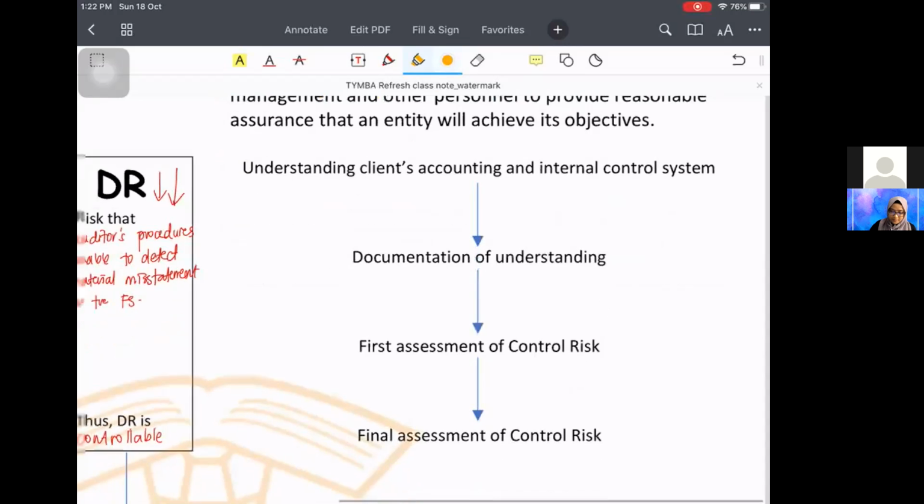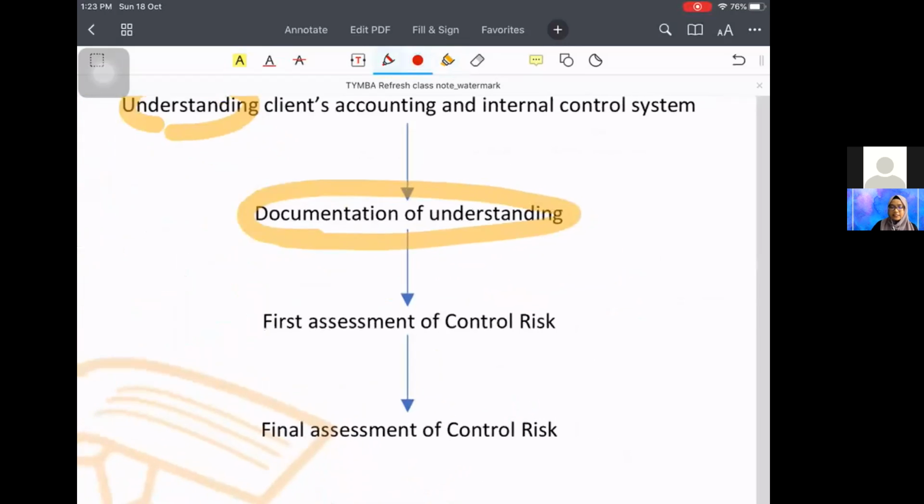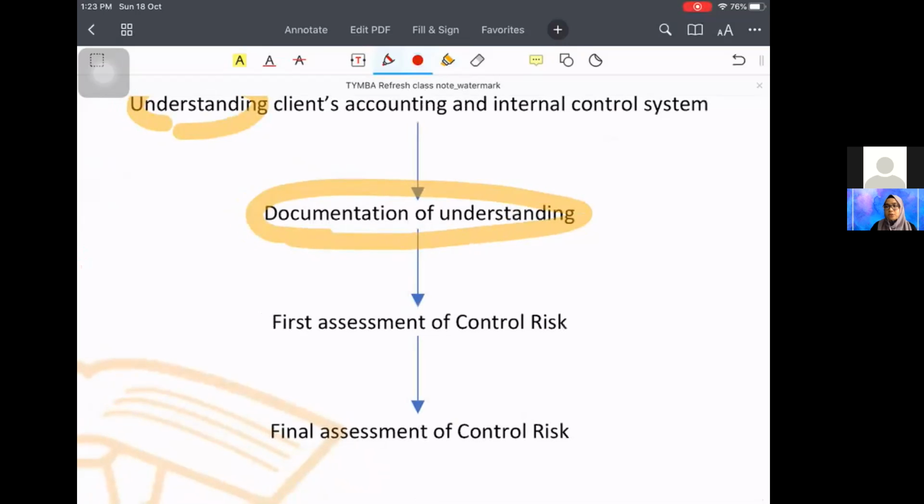And then once you have understand the definition and the components in internal control, first step adalah you understand lah tadi, okay? And then you kena document your understanding. So documentation of understanding of internal control system, you need to know there are 3 documents. You use simple one first, narrative notes. Okay, and then you have another option, flow charts. And then you have another option, questionnaires.